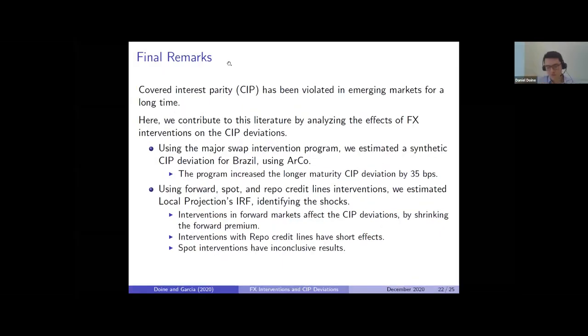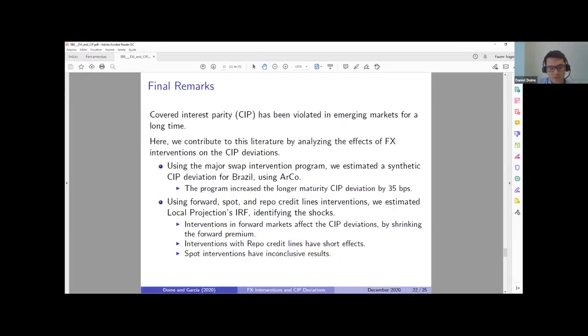So what we do is link this to the literature. We are trying to add to the literature on CIP deviations the variable of interventions, right? And we use the ARCO, the counterfactual, to construct a synthetic CIP deviation for Brazil in the program from 2013 to 2015, and we see on the larger maturity an increase of 30 bips, 35 bips on average. And looking at local projection, we see some effects here on the forward market. But interventions in repo and spot are not strong or very conclusive.